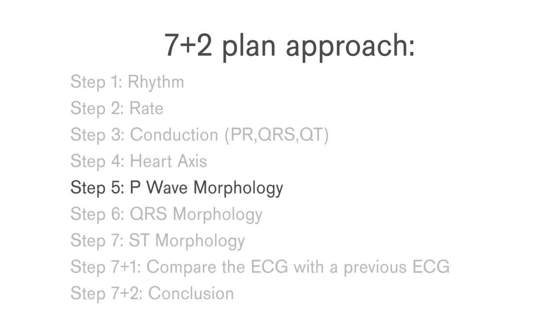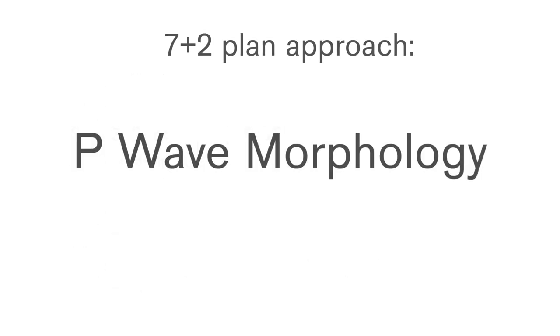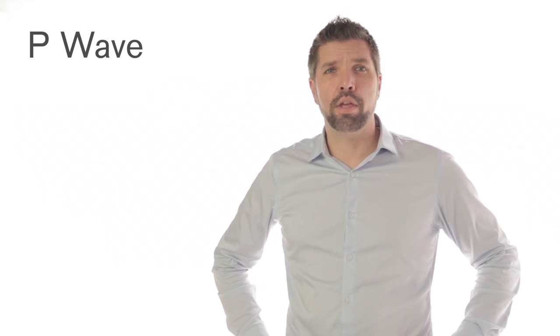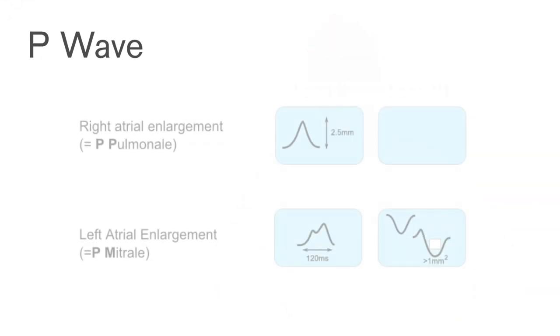In this section, we will discuss the P wave morphology. In a normal sinus rhythm, the P wave is positive in lead 2 and aVF, but could be biphasic in lead V1. If the P wave is enlarged, so is the atria. A right atrial enlargement equals a pulmonary P, while a left atrial enlargement equals a mitral P.